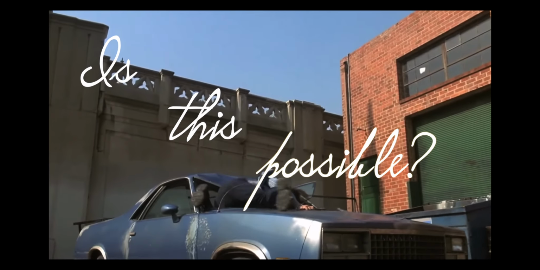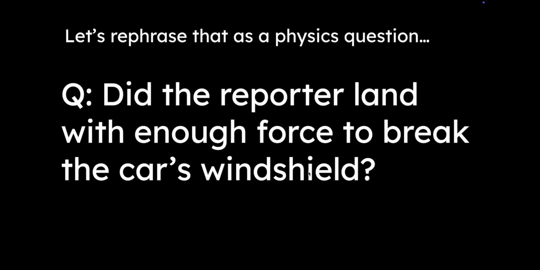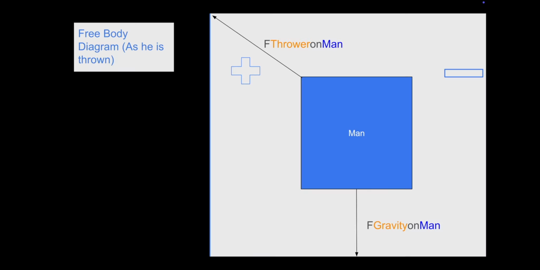Is this possible using physics? Let's dive into it. So let's go ahead and rephrase this as a physics question. Did the reporter land with enough force to break the car's windshield? So here's a free body diagram of the man as he's thrown. We see the force of throw on the man, force of gravity on the man.